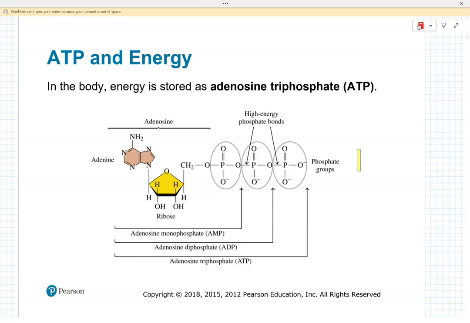So ATP is the energy currency of the cell. It's not a storage of energy. It's the medium of exchange. It's your checking account. It's not savings.